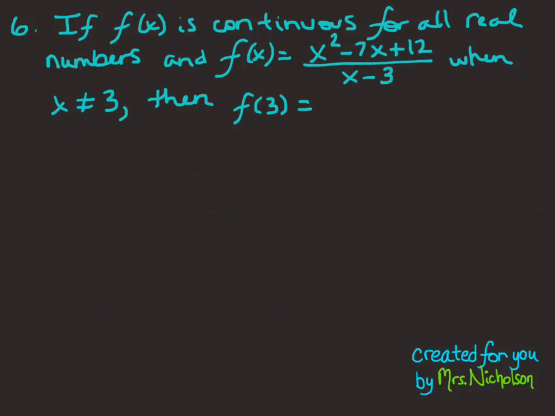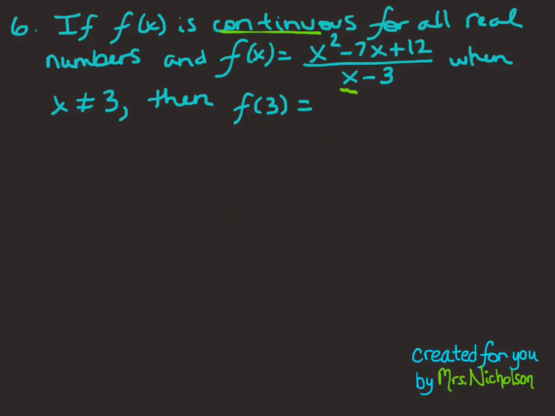If f of x is continuous for all real numbers and f of x equals this rational expression when x does not equal 3, then what does f of 3 have to be equal to? Notice this is saying we want f of x to be continuous. Obviously, if x is equal to 3, we're going to be dividing by 0, and it would not be continuous there. So we need to find the value to assign to f of 3 to make the function continuous.